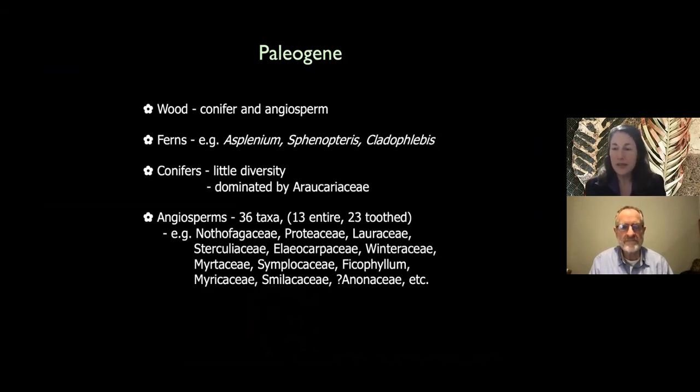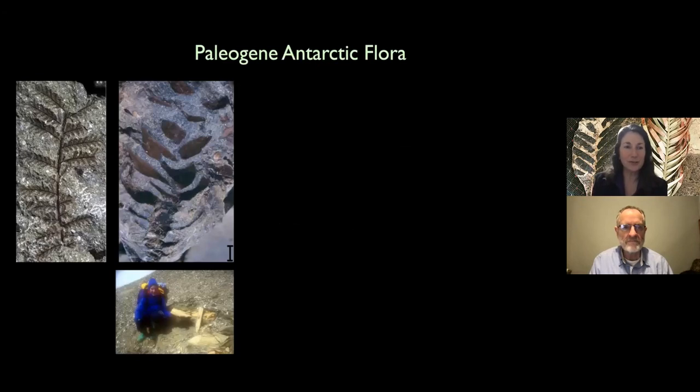So again, we're seeing beautiful ferns, although not as diverse as in the Cretaceous. There's a little diversity in the conifers as well, and not any of those seed plants had survived. The angiosperms on the other side, the flowering plants, we're seeing 36 different kinds of taxa, and we could divide them based on their margin. And so I'll show you a couple of beautiful pictures.